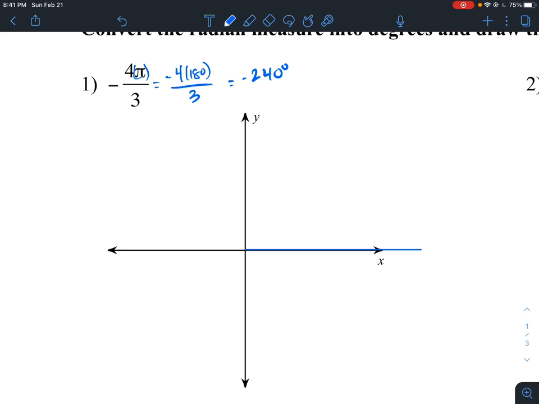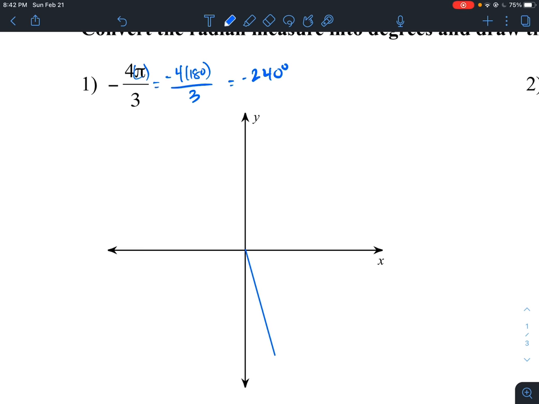So we always start from the initial side. This is the initial side starting at the x-axis. And then we need to draw our terminal side, and the terminal side is the side that rotates from the initial side. Okay? So here's our initial side, and the terminal side will rotate. If you have a negative measurement, like we do up here, you rotate in a clockwise direction. If the degree or the radian measure is positive, you rotate counterclockwise. So because it's negative, we rotate clockwise.